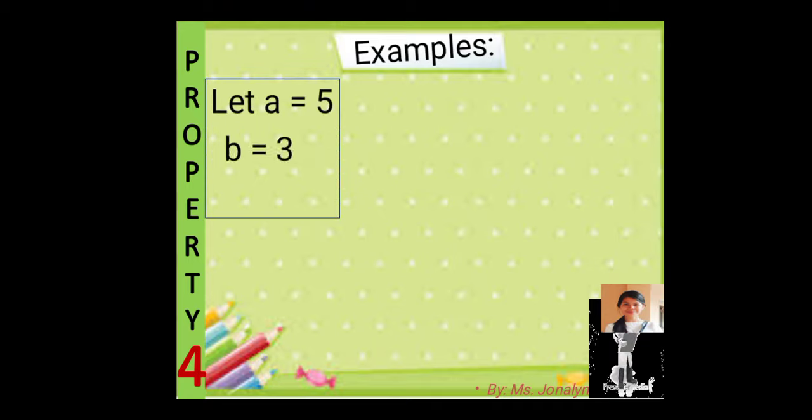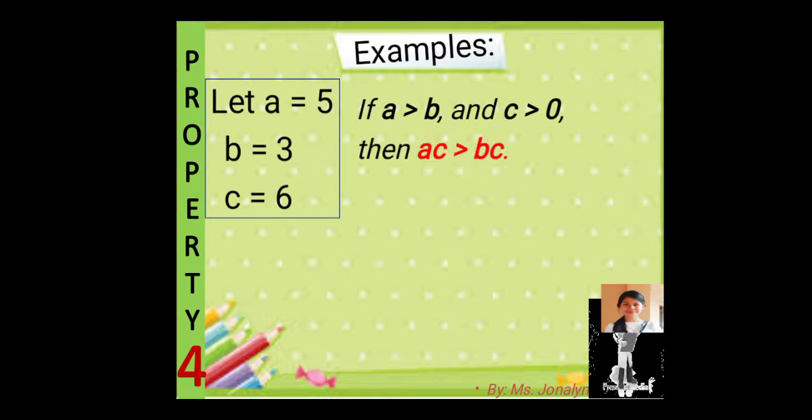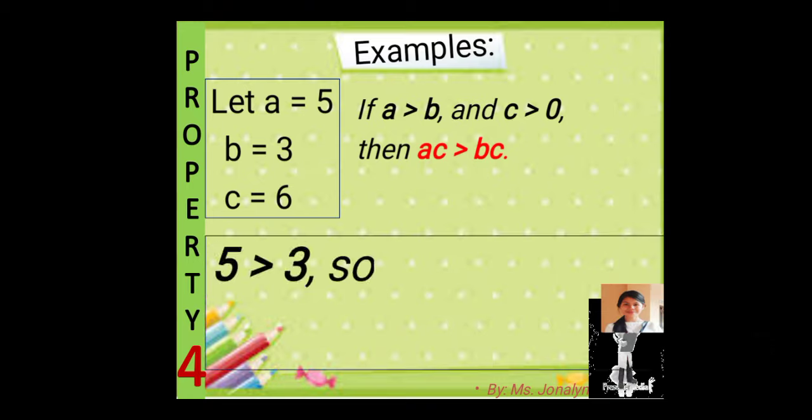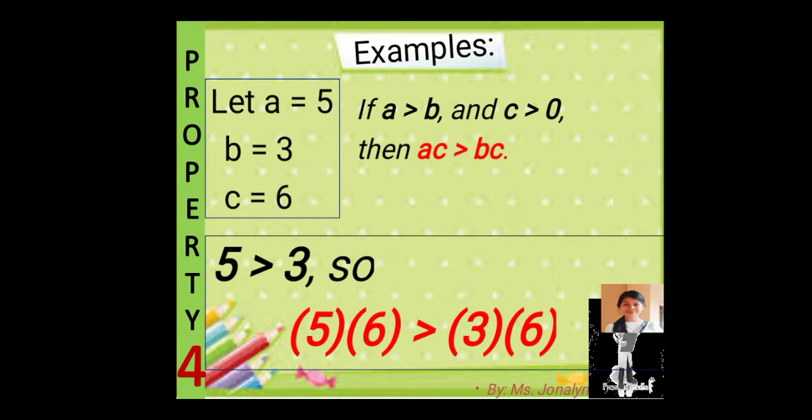we let A is equal to 5, B is equal to 3, and C is equal to 6. To check, A is greater than B, so 5 is greater than 3, true, and C is greater than 0, so C is equal to 6, true. Then, 5 times 6 is greater than 3 times 6. 30 is greater than 18. True.